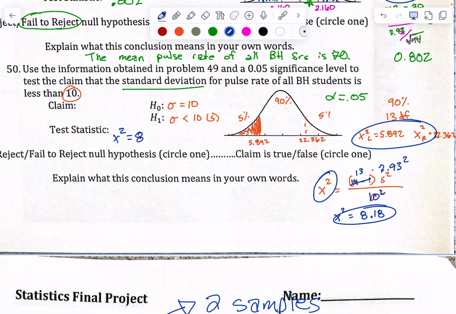8.18. Did you put the top in parentheses? Did you square both of them? I subtracted, not multiplied. There you go. That's the problem.